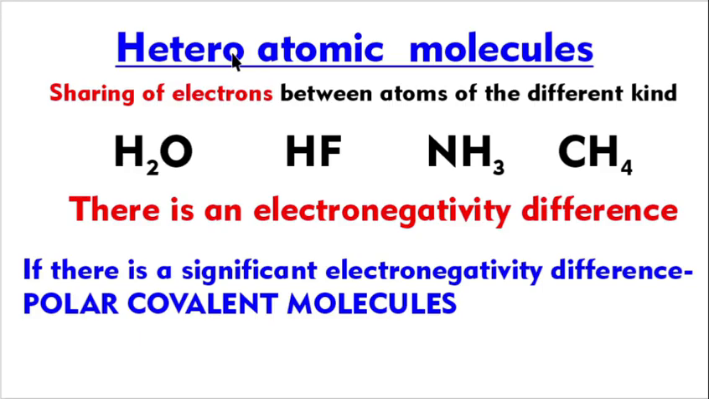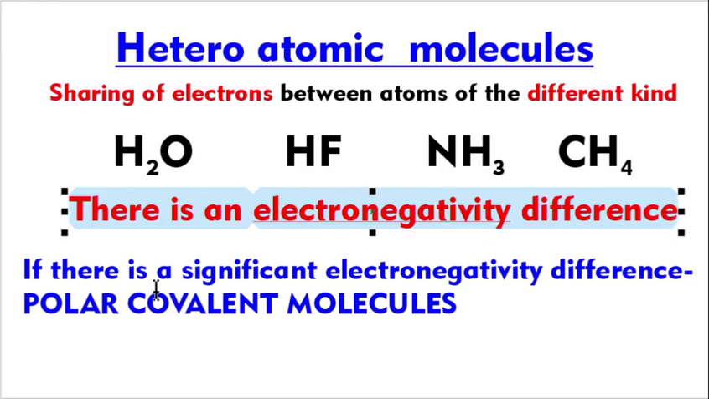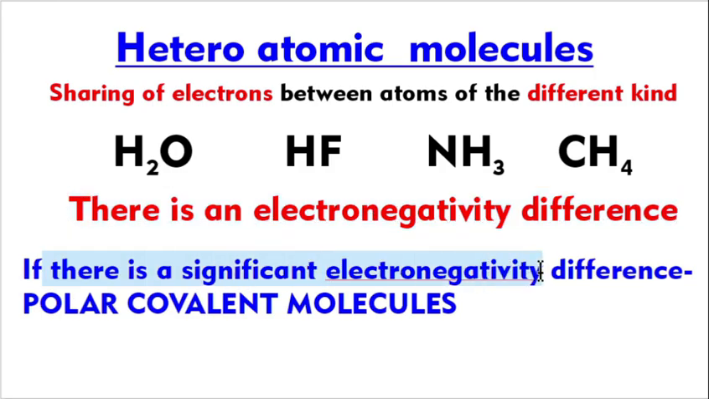Next, heteroatomic molecules. These are the covalent bonds made with different kinds of atoms. H2O, HF, NH3, CH4. They have an electronegativity difference because they are not homoatomic. If there is a significant electronegativity difference, we say they are polar covalent compounds. We say they are polar covalent molecules or compounds.